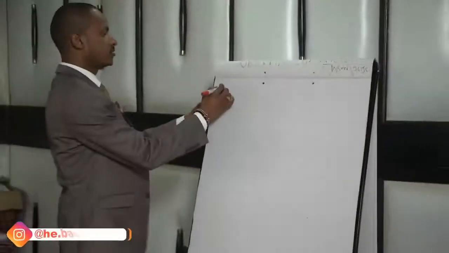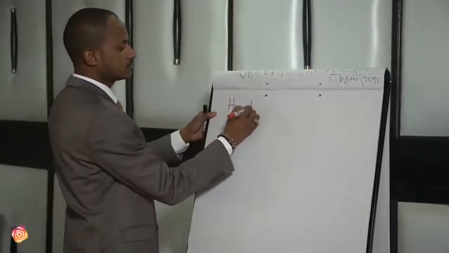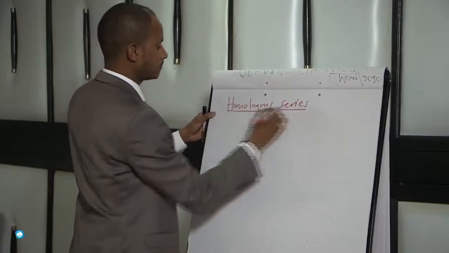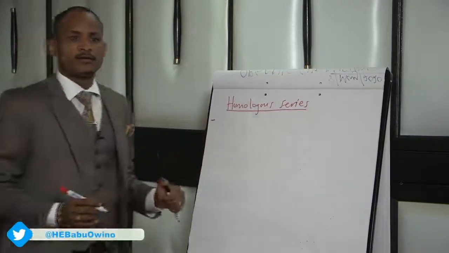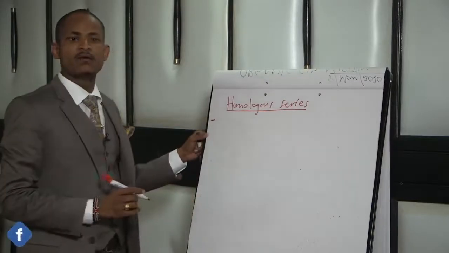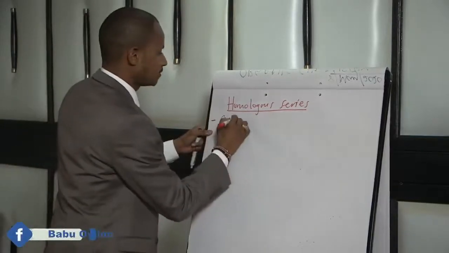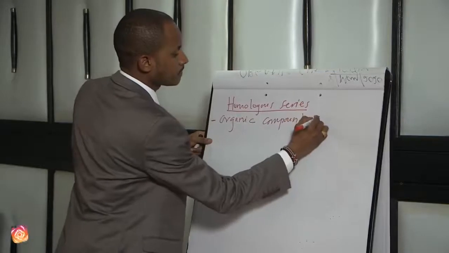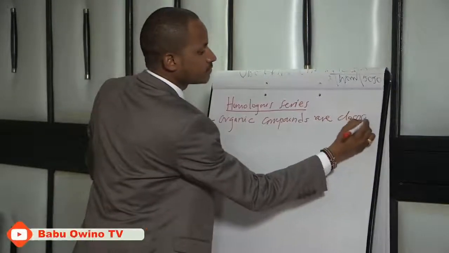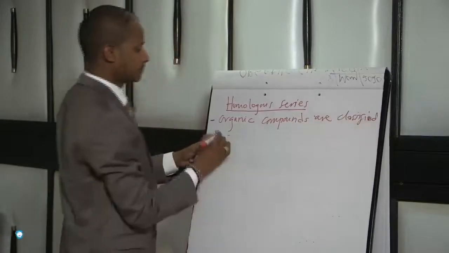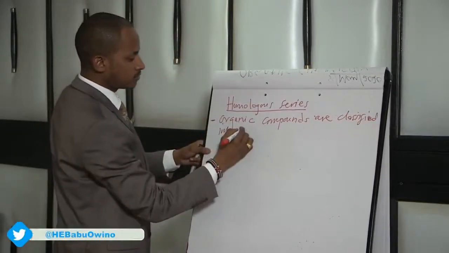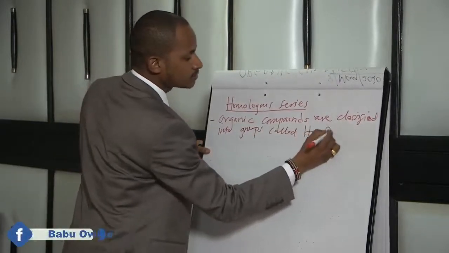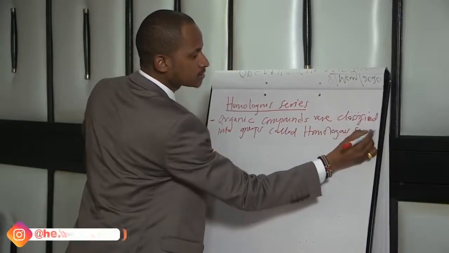Next class, we deal with homologous series. The homologous series, organic compounds are classified into groups called homologous series.